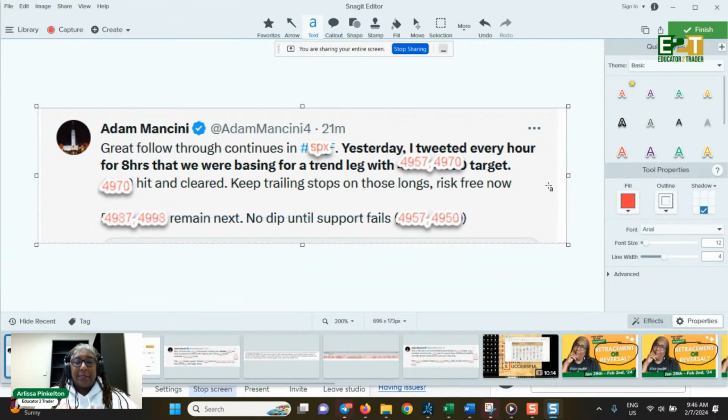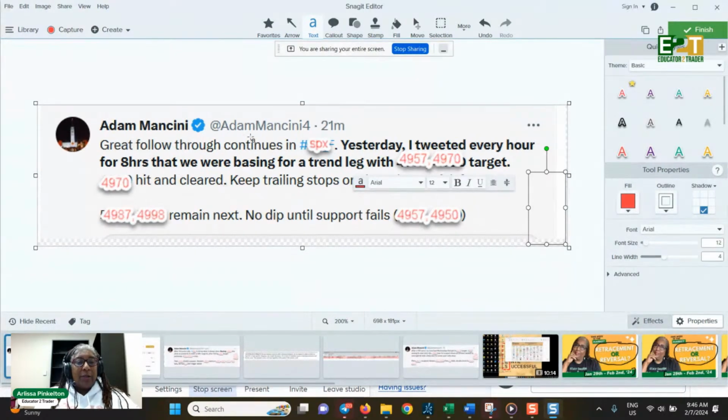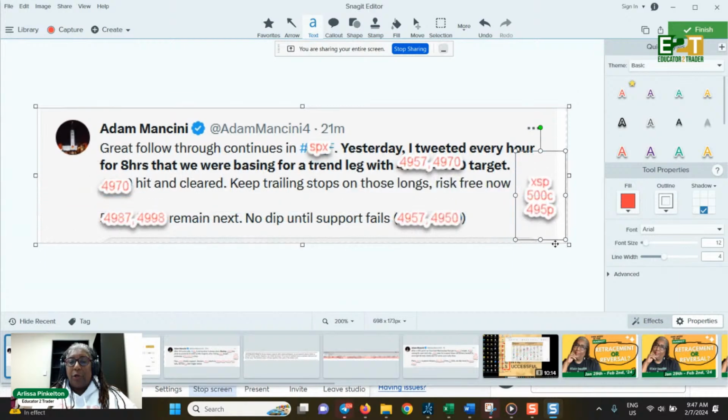So if we're reading this, we've got great follow through continues in SPX. Yesterday I tweeted every hour for 8 hours we're basing for a trend leg with 49.57 and 49.70 target. 49.70 hit and cleared. Keep a trailing stop here. 49.87 and 49.98 is next. Running right on up to that 5,000, right? No dip until support fails at 49.57 and 49.50. If you're doing XSP, you got 500 on the call side and 495 on the put side.